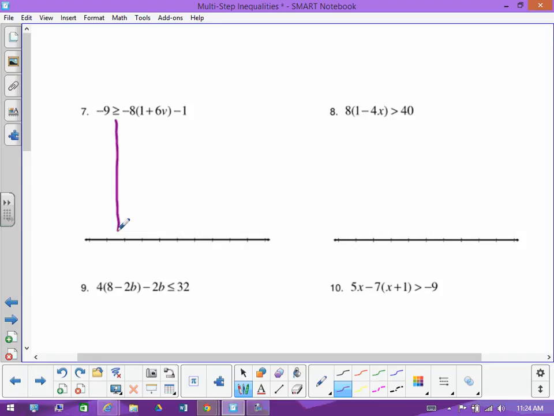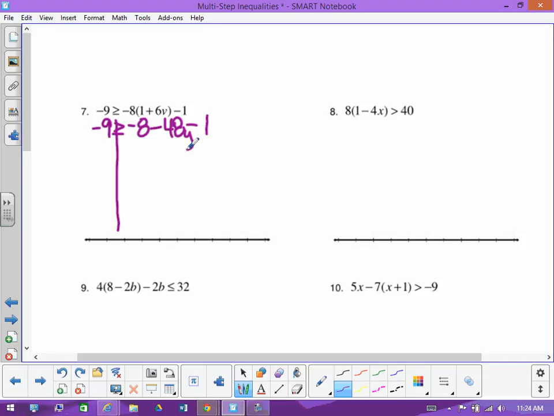Okay, we have parentheses. What are we going to do first? Distribute. So I'm going to keep negative 9 greater than or equal to negative 8 minus 48, and then this one minus 1 is stuck here. Y is stuck there at the end. So we have negative 8 minus 48y minus 1. You can use a V or a Y, whichever letter. It just has to be a letter.